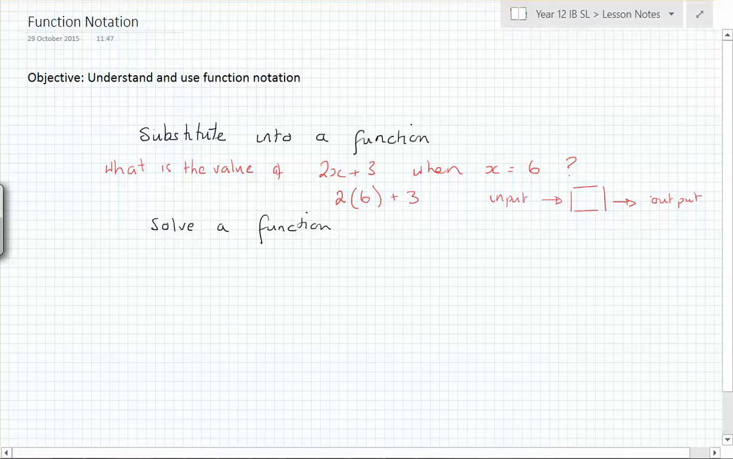So what is solving a function? Give me an example of the kind of question you'd be asked to do. Well, you need to find x, so you put 0 as your y. So yeah, find x maybe.